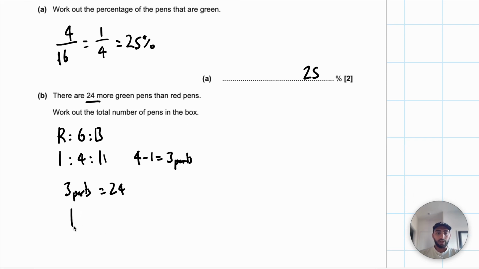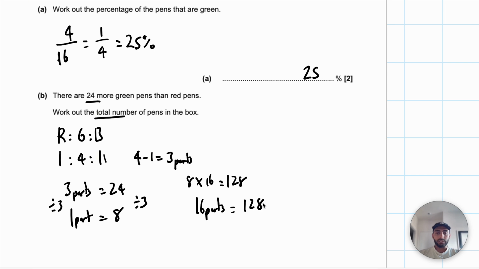Let's find out what 1 part is. I divide by 3 here, and I need to divide by 3 there. 24 divided by 3 is 8. We're trying to find the total number of pens. So altogether, there are 16 parts. 8 times by 16. 8 times 8 is 64, and if I double that, I get 128. So it's 128 pens.